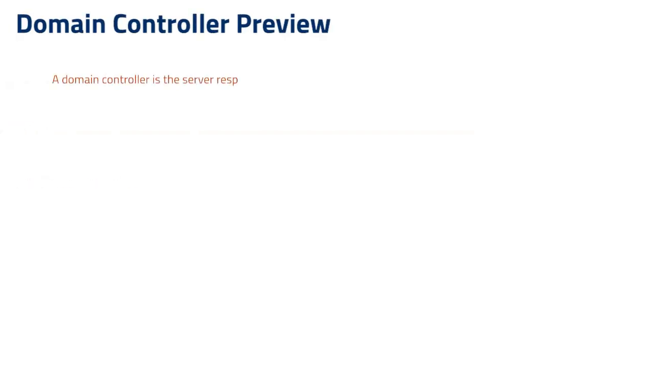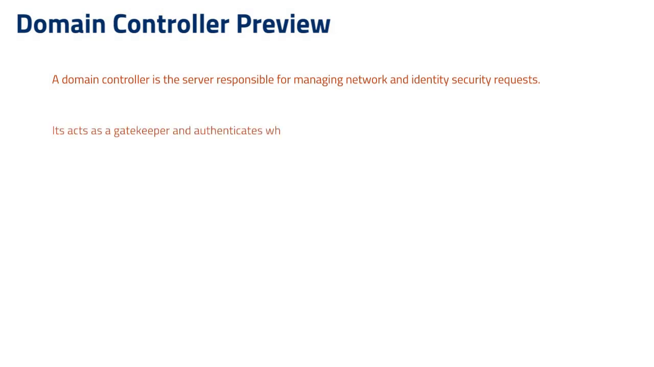A domain controller is a special server within a computer network that handles authentication and authorization for users and computers within a domain, typically in a Windows Active Directory environment. It acts as a gatekeeper, verifying user credentials and enforcing security policies to ensure only authorized users can access network resources. Here are key functions of a domain controller.